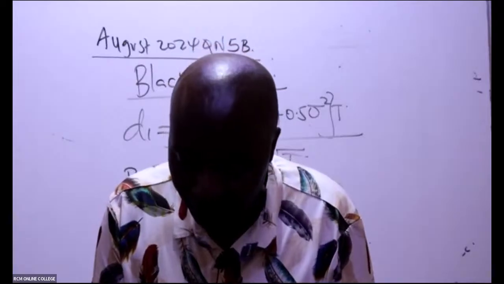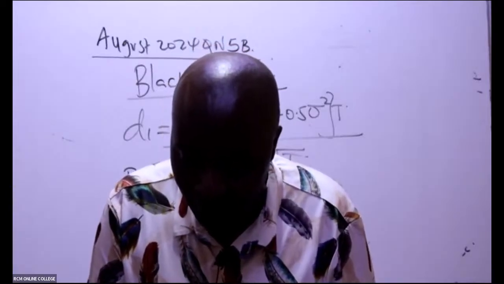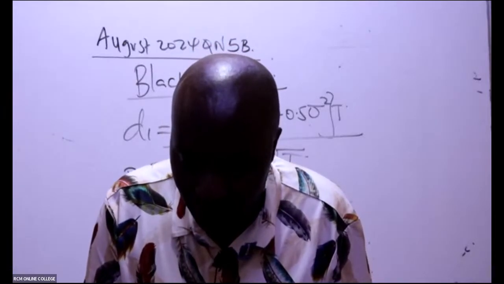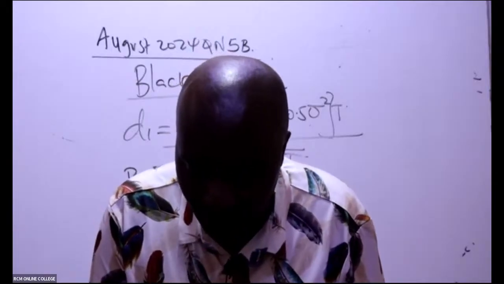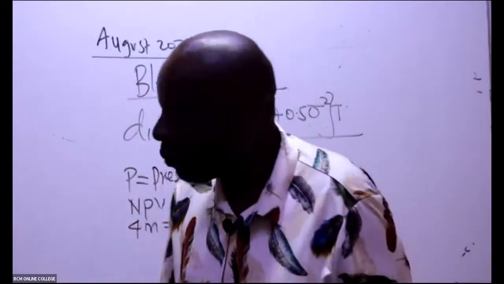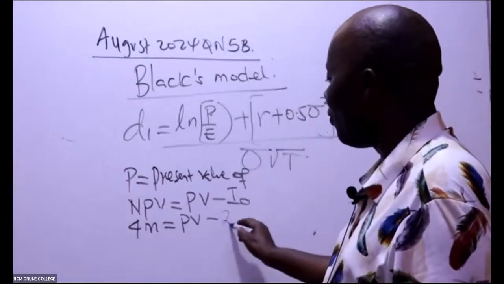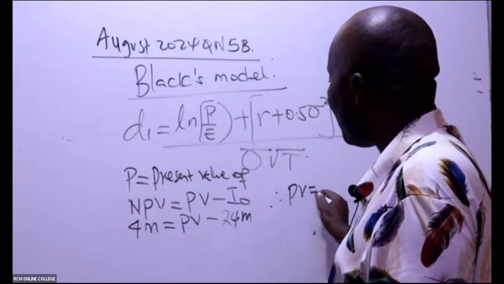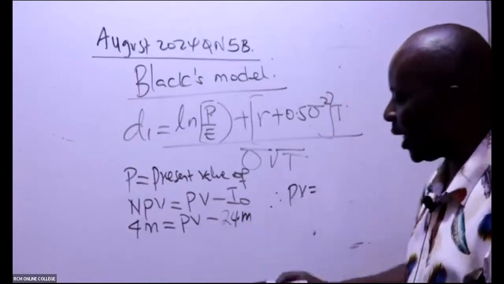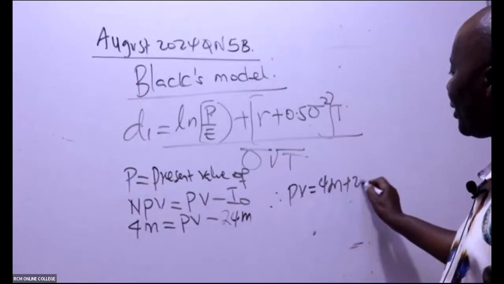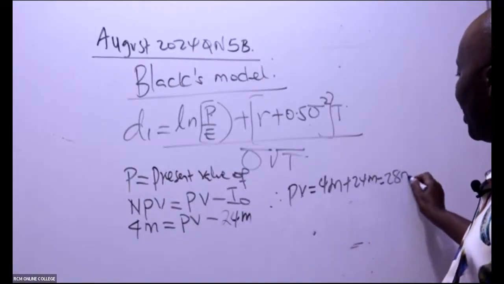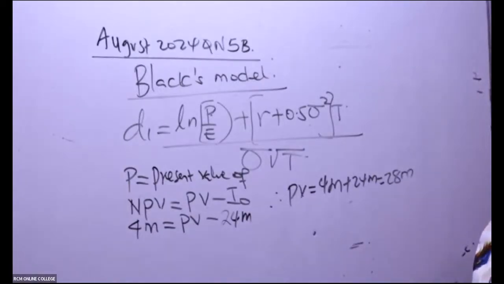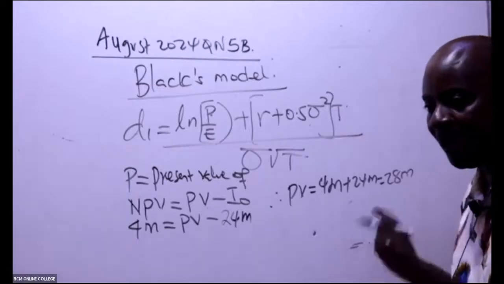It's given there that it has an option to acquire land in Moa Greens Estate at an agreed price of 24 million. Meaning, ladies and gentlemen, that our PV will be, taking this to the other side, 4 million plus 24 million, which gives us 28 million. PV will be 28 million.